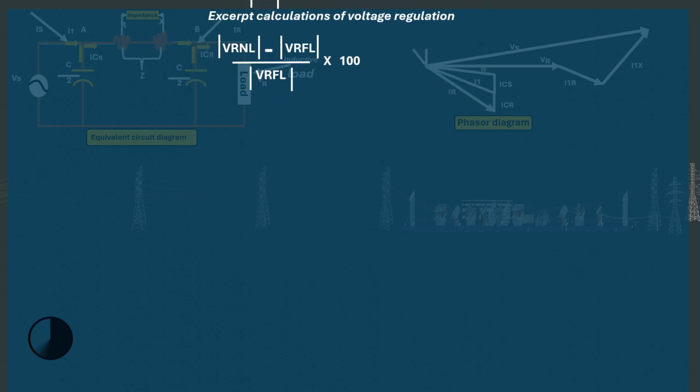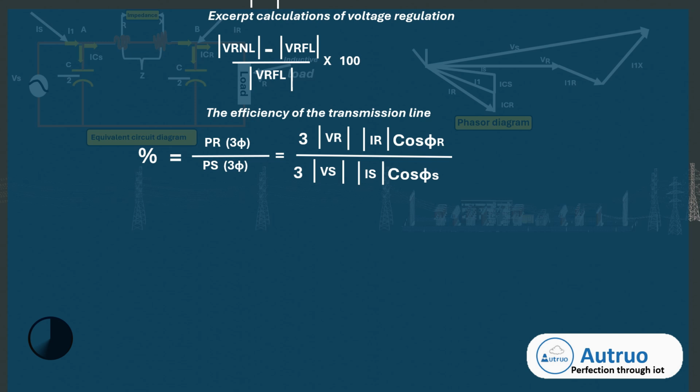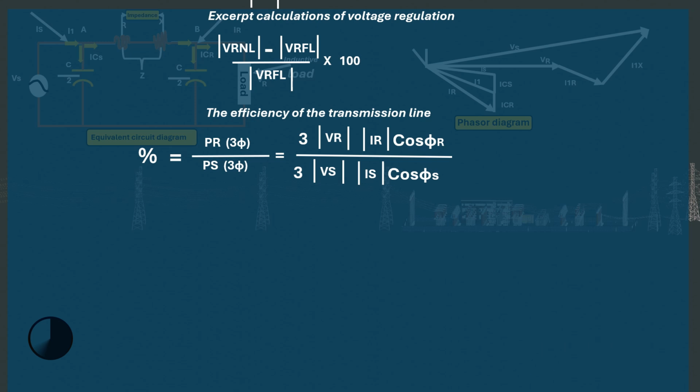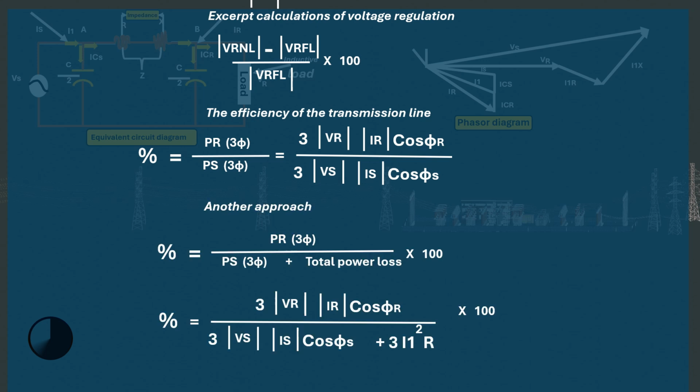The efficiency of the transmission line can be analyzed like this. That is, the receiving end power PR in 3 phases all over the sending end power PS in 3 phases. This will equal 3 multiplied by the absolute of the receiving end voltage VR, multiplied by the absolute of the receiving end current IR, multiplied by the angle at the receiving end, all over 3 multiplied by the absolute of the sending end voltage Vs, multiplied by the absolute of the sending end current IS, multiplied by the angle at the sending end. Also, another accurate way can be seen here.